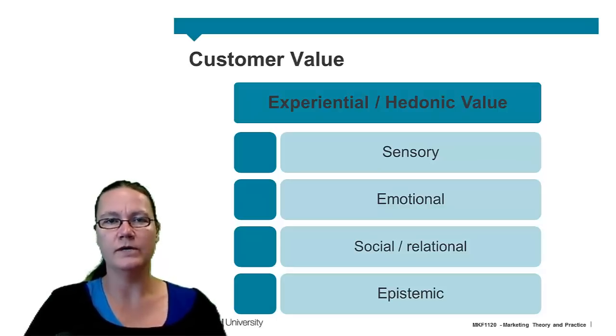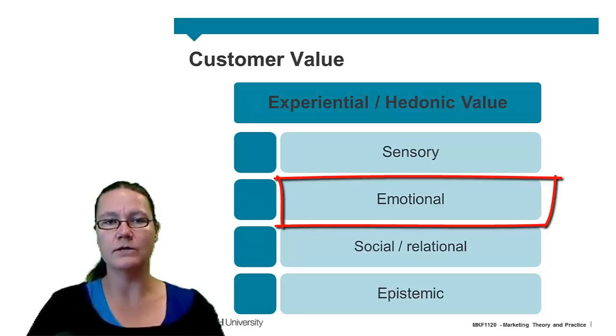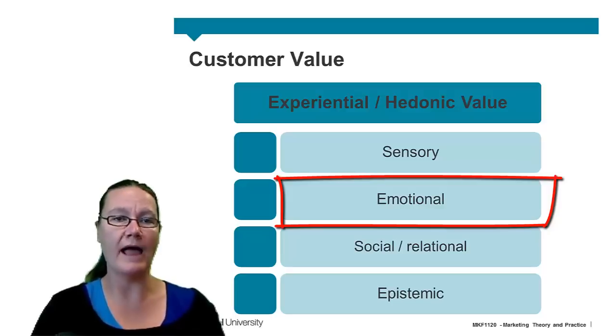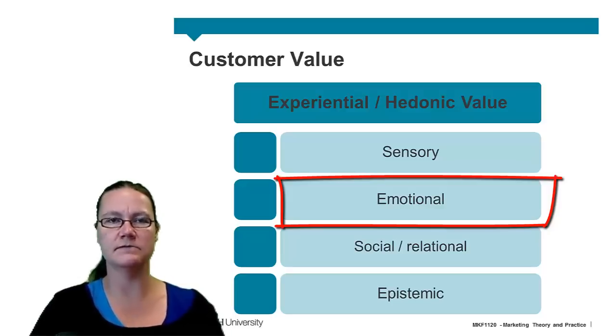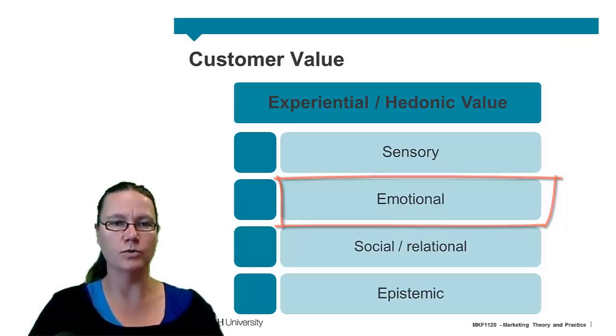Other types of value we get here is, for example, emotional value. It makes me feel good. It makes me feel happy. It gives me an additional source of pleasure above its functional sense, but in an emotional way.